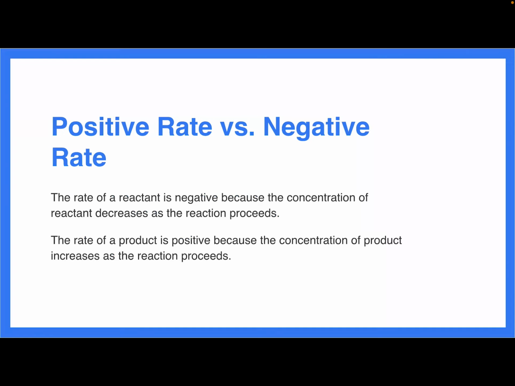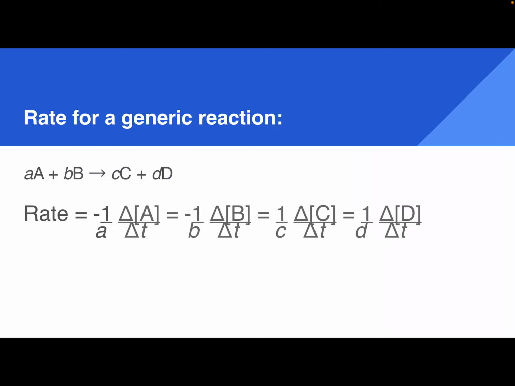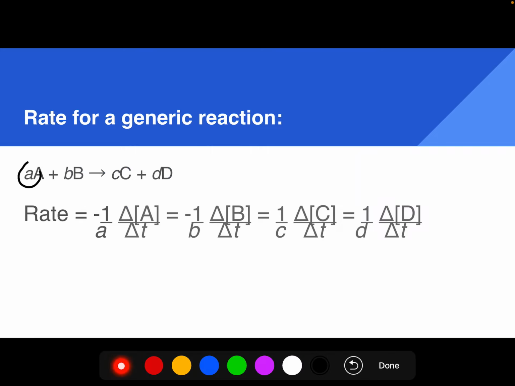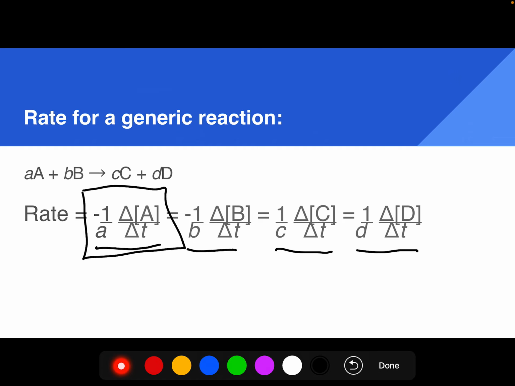So like I just said, a positive rate means that you're increasing that concentration. A negative rate means you're decreasing. So reactants typically decrease, and products are going to increase. So this is for a generic reaction. The rate of a reaction is based upon the coefficients, the molar quantities here. And so when we write it out, each of these is set equal to one another. So if you know the rate of disappearance of A, you can actually find the appearance of D.